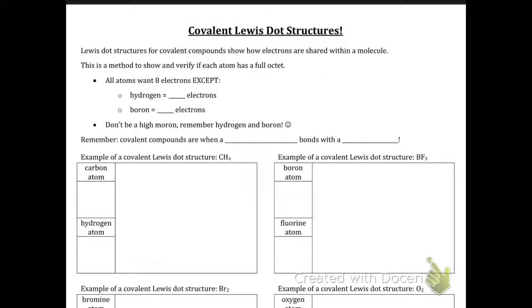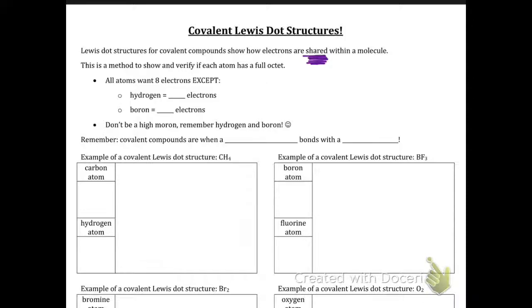Let's now learn about how to draw covalent Lewis structures. So earlier with ionic Lewis structures, we had to draw a naked and a stuffed metal and nonmetal. But covalent structures are electrons that are being shared, so they look a lot different.